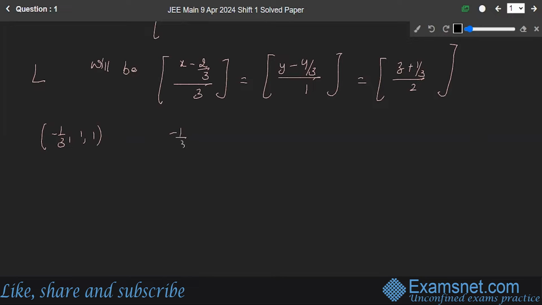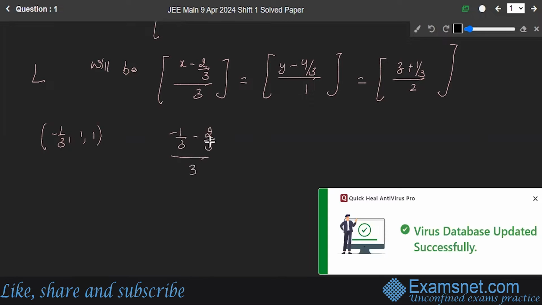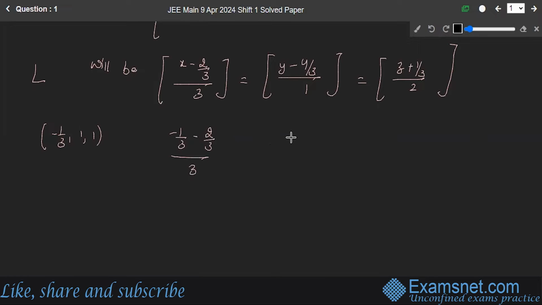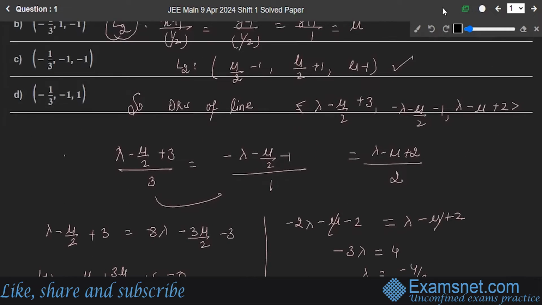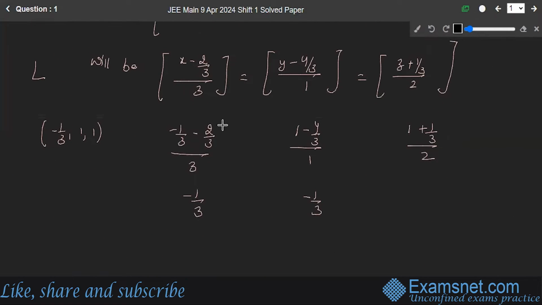This is minus 1 by 3, minus 2 by 3 upon 3, and this was equal to 1 minus 4 by 3 upon 1, and 1 plus this upon 2. This gives me minus 1 upon 3. This is also minus 1 upon 3. And this one, z is, sorry, this is minus 1 over here. Let me check. No, this is 1. Okay, so this is equal to 1 upon 6. Correct. So that's not right.